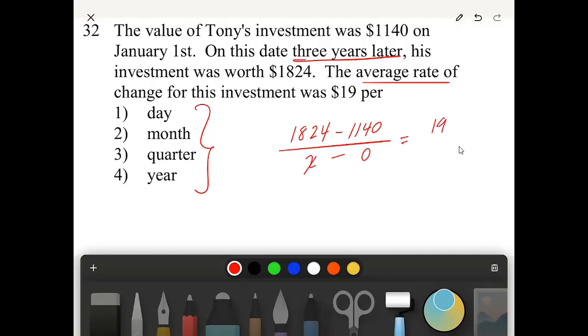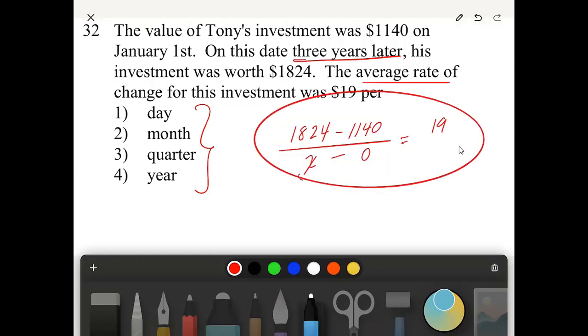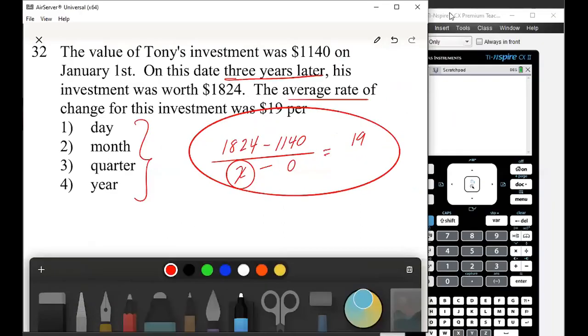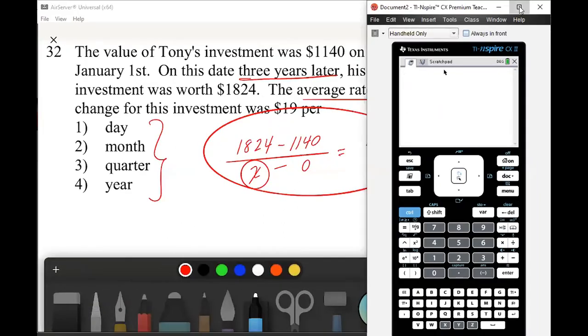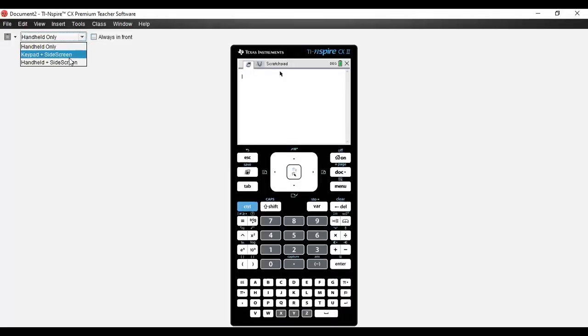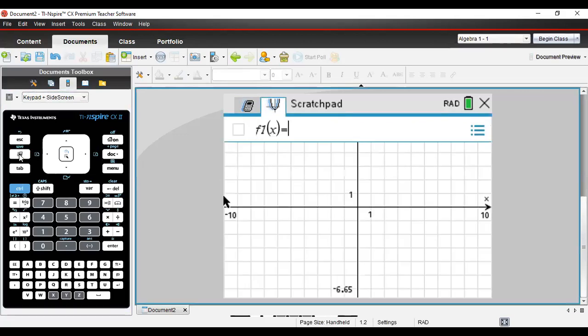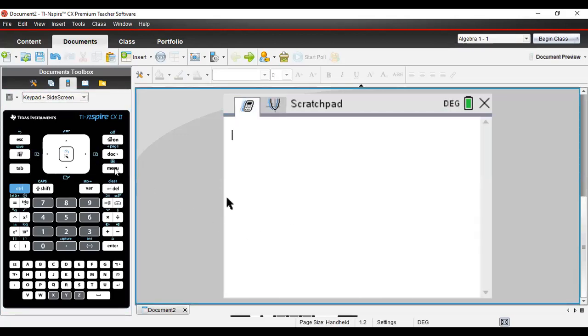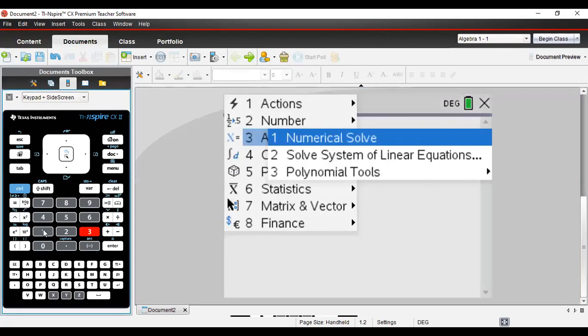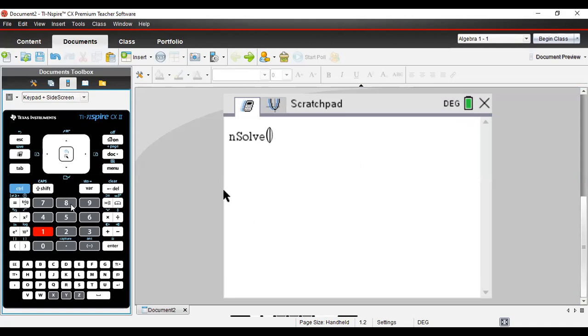So now what we're trying to do is find out what X is. What's the units? So it was 19 per something. Now, what I'm going to do is use nSolve. Let me grab the calculator. I'm going to make this larger so that you can see what I'm doing. So I'm going to go to the calculate screen and use nSolve. I'm going to go menu 31. And then I'm going to put in that equation that I have.